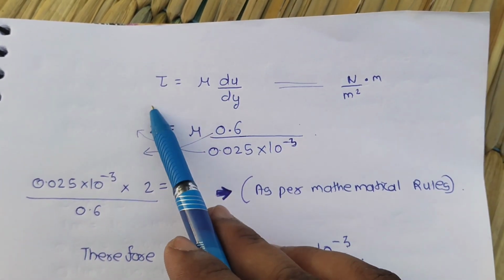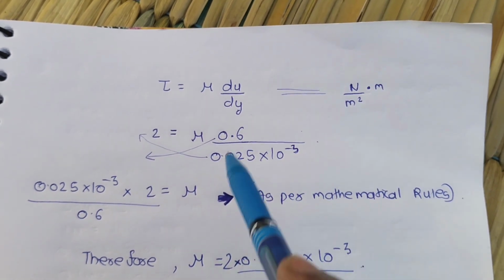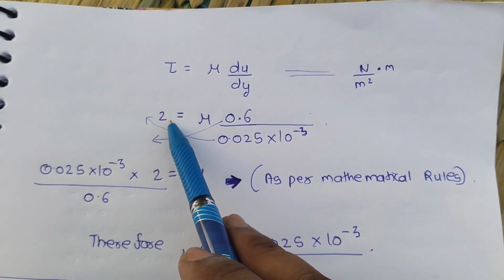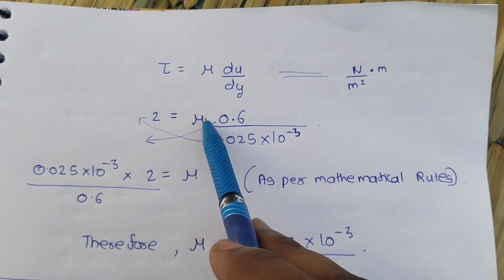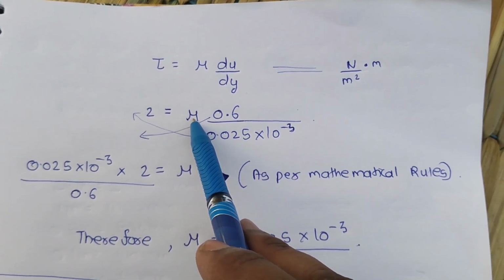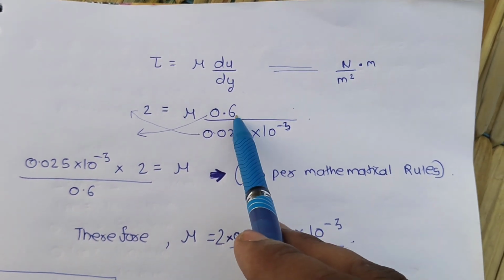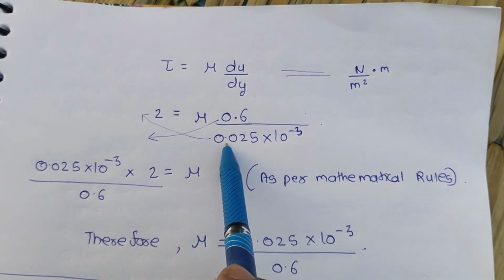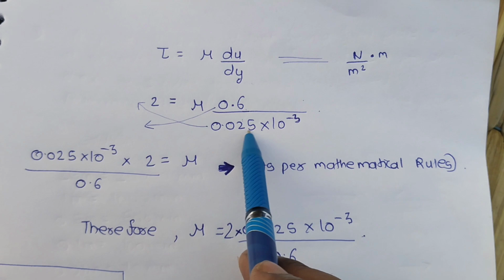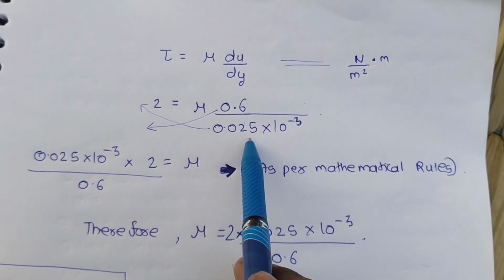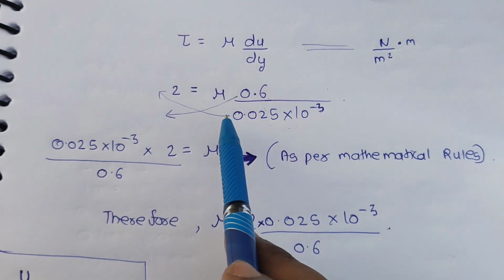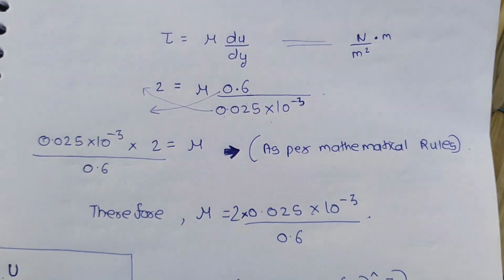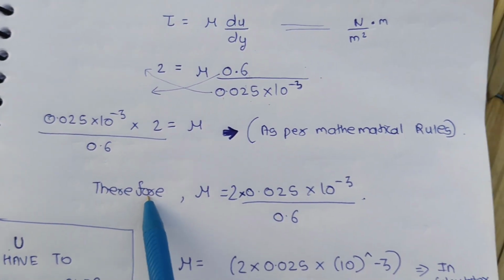So we have to apply the equation shear stress is equal to mu du by dy. Shear stress is 2 Newton per meter square. Mu is the fluid viscosity we have to find, du is the velocity, 0.6 meter per second, from the question, and dy is the change in distance, 0.025 into 10 to the minus 3. As per mathematical rules, 0.6 will come down and all the other terms will come up, so we write it like this.